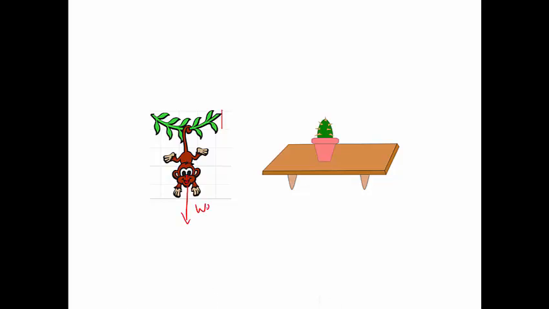Okay, so for our monkey, we've got weight acting downwards, and then the force keeping it upwards is the tension in the monkey's tail. Then for our cactus, we've got the weight acting downwards, and what's stopping it going through the table? It's that normal contact force again.